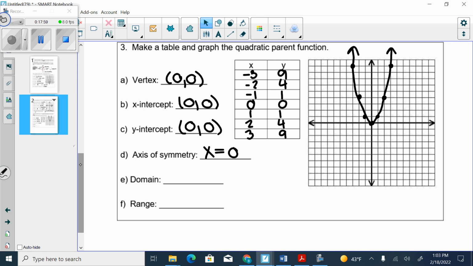All right, what about domain? Is this thing ever going to stop going left and right? Nope, so we put. Very good. And then lastly, our range. Very good.